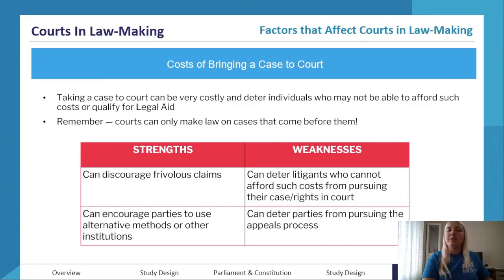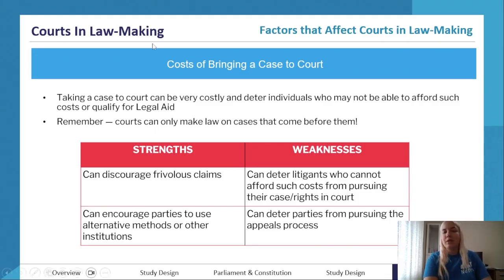We know also that many people don't qualify for legal aid. It's only available to people in the lowest income brackets, and it's much less available for anyone in the civil justice system in comparison to criminal. So that's very problematic, and that can deter individuals as well. But this is really a big flaw because courts can only make law on cases that come before them. Courts cannot develop precedent or complete statutory interpretation or interpretation of the Constitution if that case isn't coming to them in the first place as part of the dispute.